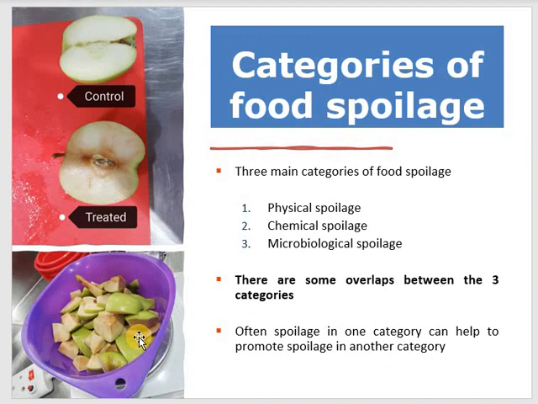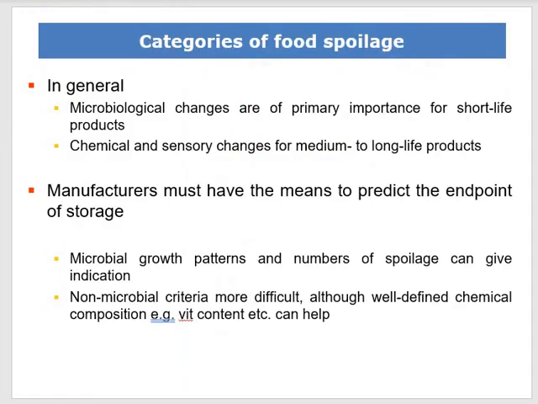But what happens when it becomes bruised is that the cells become disintegrated or open, whereby the contents come together, and with oxygen present, enzymatic browning takes place, which happens to be chemical spoilage. So that's when we say there are overlaps, and at some point one spoilage will actually promote another. Okay, so in general, in terms of spoilage, microbiological changes are of primary importance for short shelf life products.